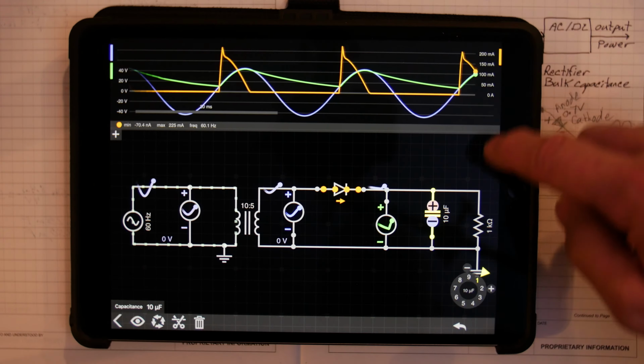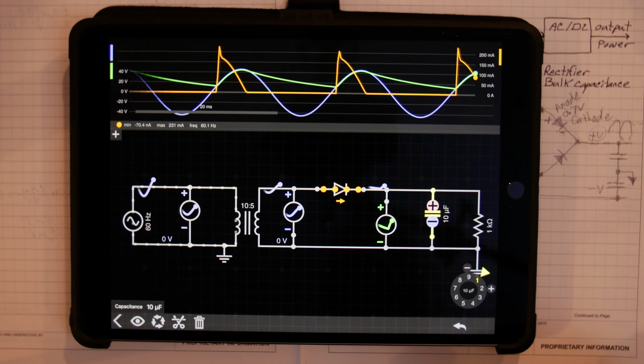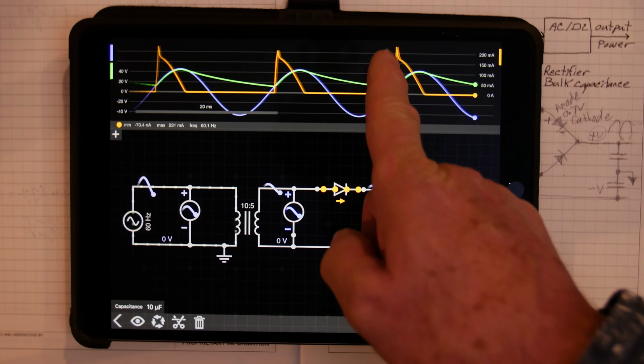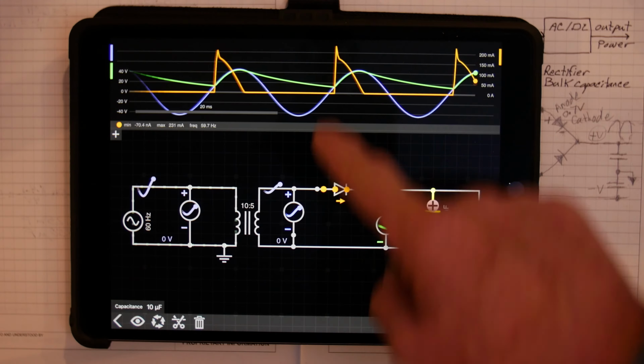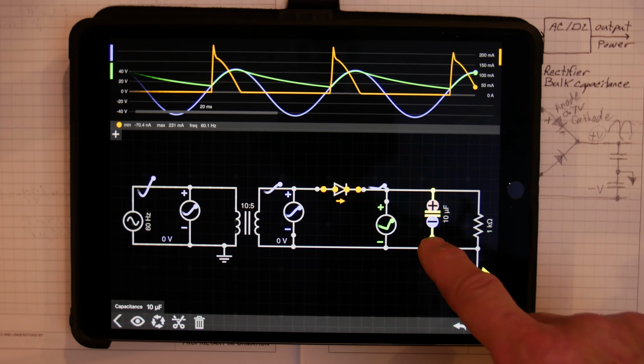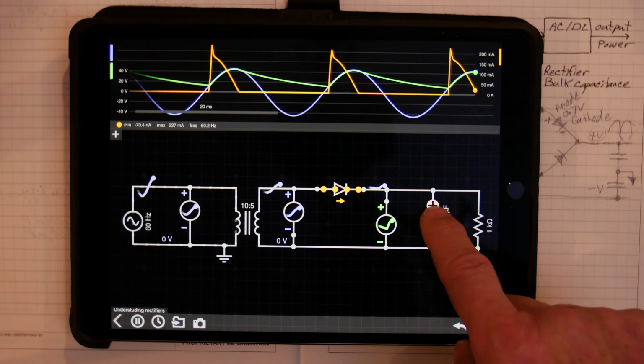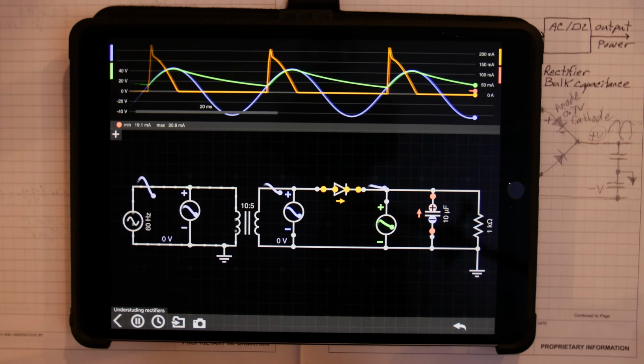Now we're getting peak currents at 225 milliamps. You see that? And it's very peaky. When that current first inrushes into this capacitor, I can show you what that looks like. We'll look at the current into this capacitor.